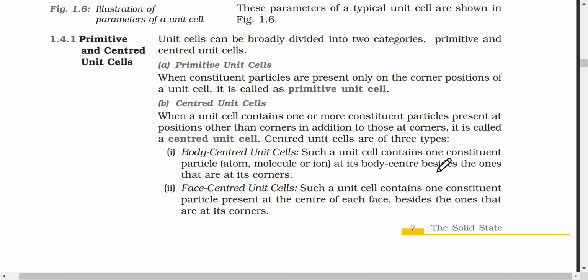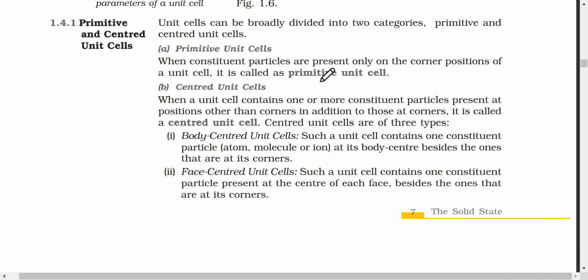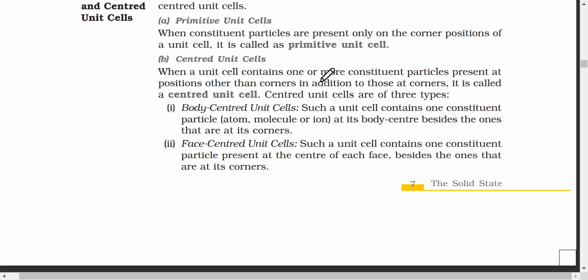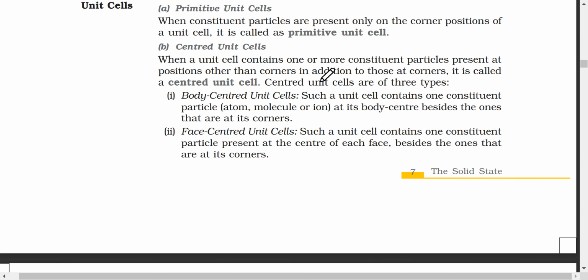Next, we have primitive and centered unit cells. Unit cells can be broadly classified into two categories, primitive and centered unit cells. Primitive unit cells: when constituent particles are present only on the corner positions of a unit cell, उसको primitive cell बोलते हैं. ठीक है, particles सिर्फ corner पे. Center में क्या होगा? When a unit cell contains one or more constituent particles at positions other than the corners, in addition to those at corners. Corners पे तो है ही है.